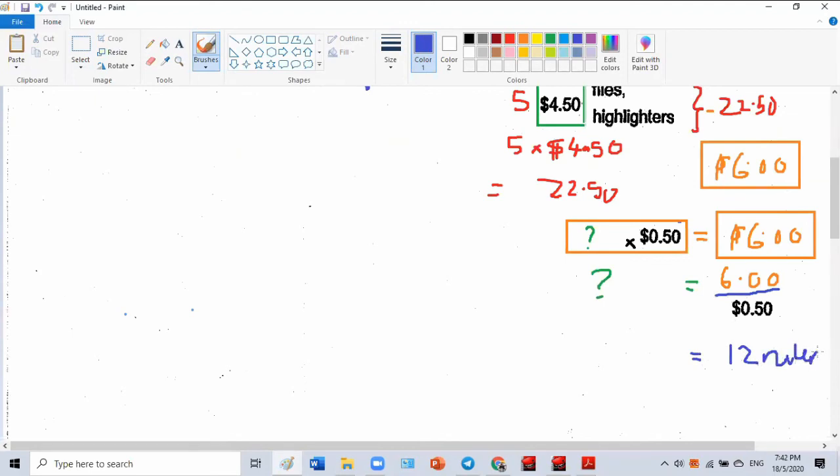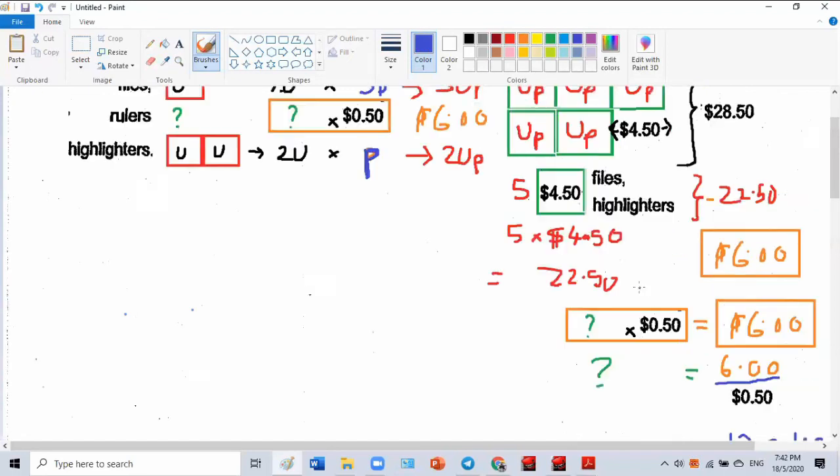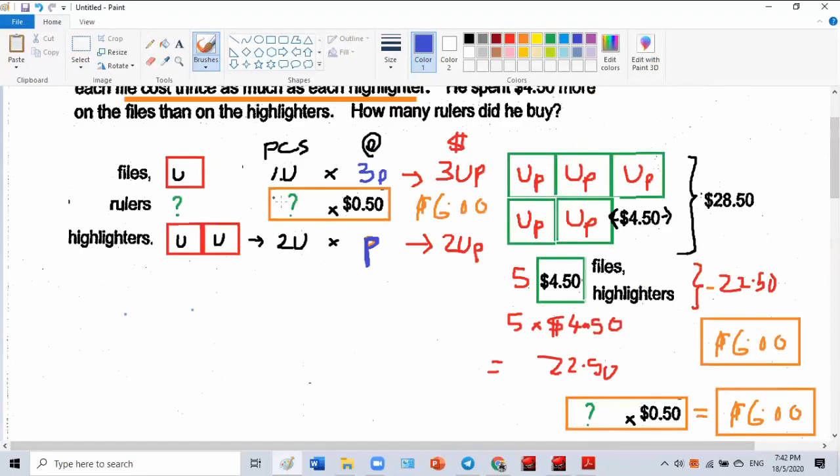This is a hard question because it didn't give you the price. It didn't give you the highlighter price, but they need you to do unit times price, then they tell you. Okay, guys?